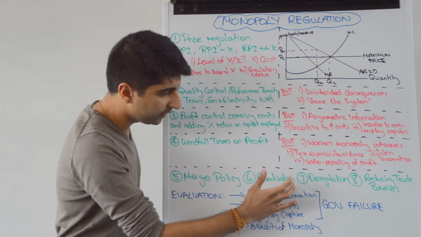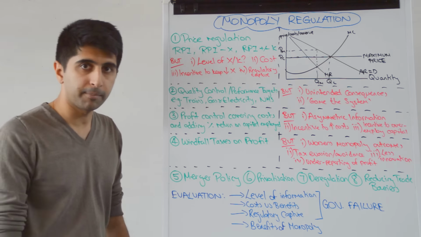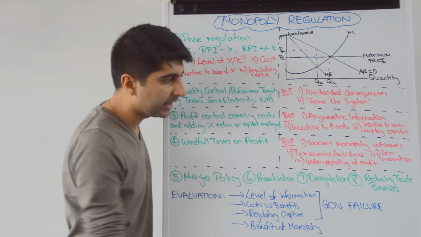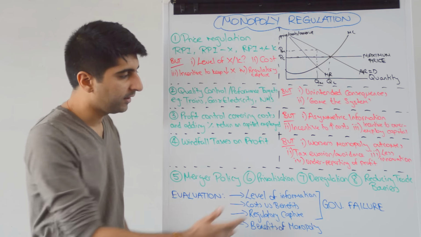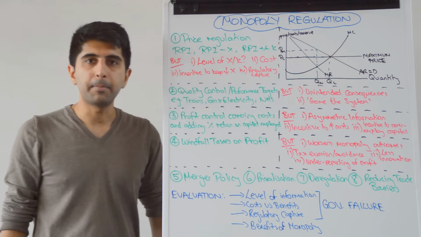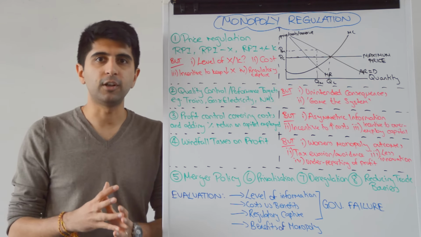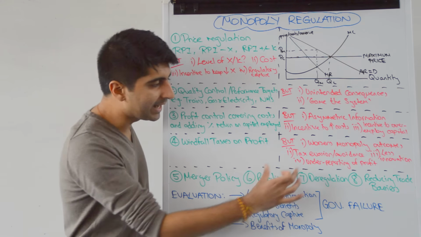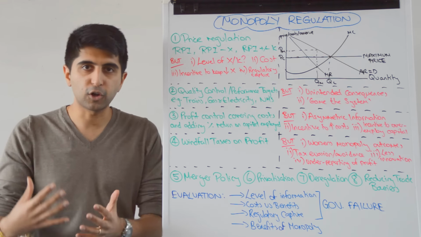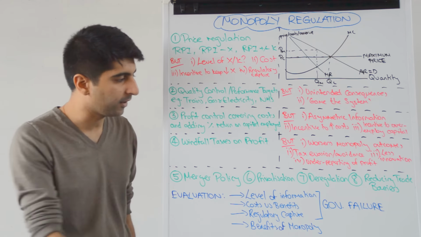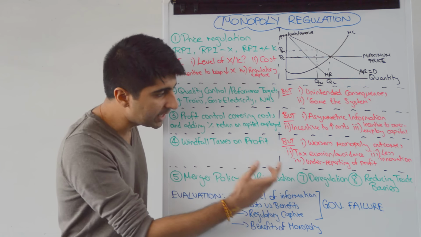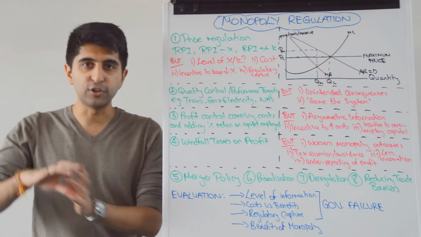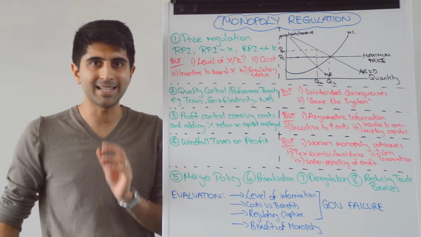We've also got policies like number 6, number 7 and number 8: privatisation, deregulation and reducing trade barriers. The idea for all of these three policies is that competition will be promoted. So these are market liberalising policies to promote competition and therefore competitive outcomes. I have made separate videos on each of these three different policies for you to look at, so I'm not going to cover these three in detail in this video.